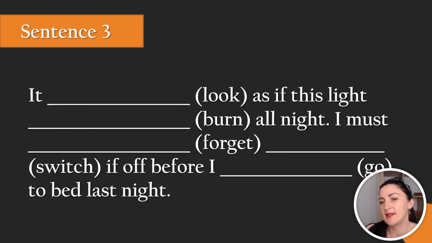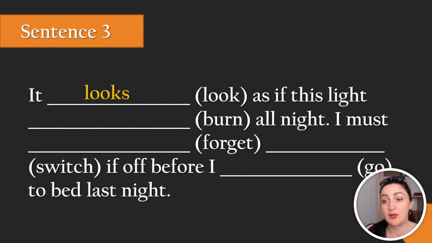Next sentence. It looked as if this light burned all night. I must forget switch it off before I go to bed last night. It might seem complicated, but it really isn't. In this sentence, the verb look is used with the meaning it seems, it appears, and none of these verbs can be used in continuous tenses. The obvious choice here would be present continuous, but since we can't use these verbs in continuous form, the only other option we are left with is the other present tense, and that is simple present tense.